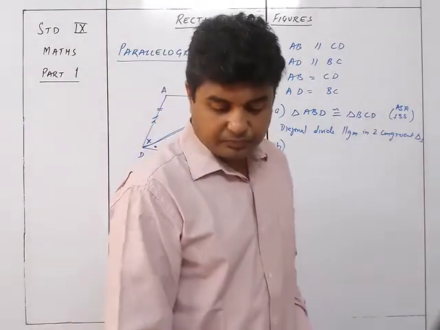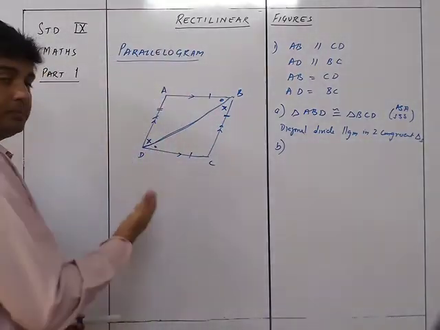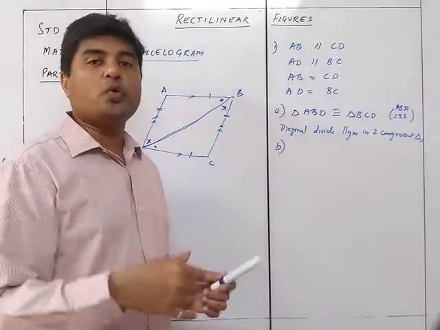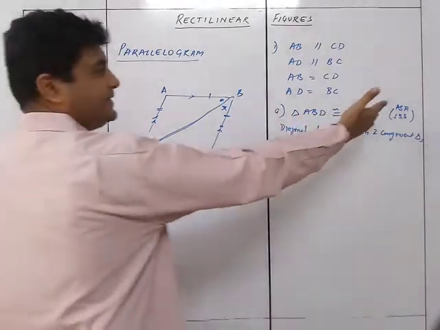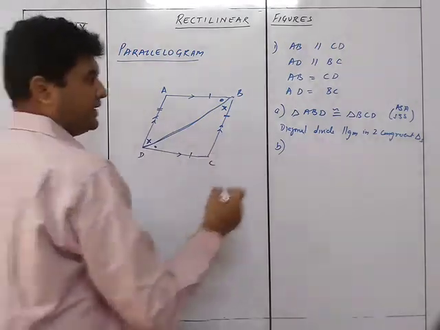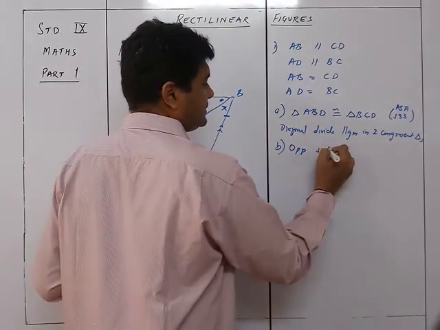Second is the opposite sides. Because the second property itself says that the opposite sides are equal, to prove it we can always take the ASA test and then CPCT says this is equal to this and this is equal to this. So that is why opposite sides are equal.